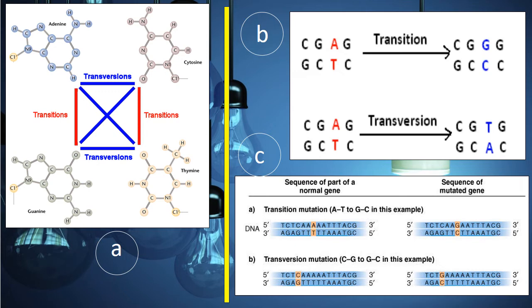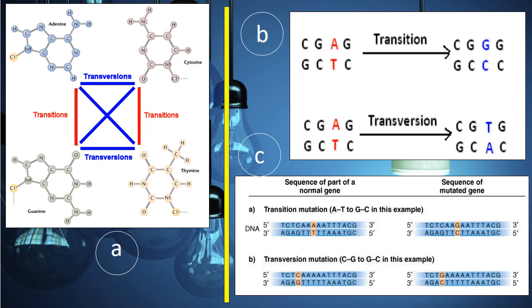Now, in a transition type of mutation, the purine will always change into another purine base, and the pyrimidine will change into another pyrimidine base. See the image B on the right hand side of the slide. The AT bonding, that means the purine pyrimidine bonding, changes into GC bonding, that means again the purine pyrimidine type of bonding. Although the nitrogenous bases are different, the bonding pattern is the same. The purine adenine has mutated into purine guanine, and the pyrimidine thymine has similarly mutated into pyrimidine cytosine.